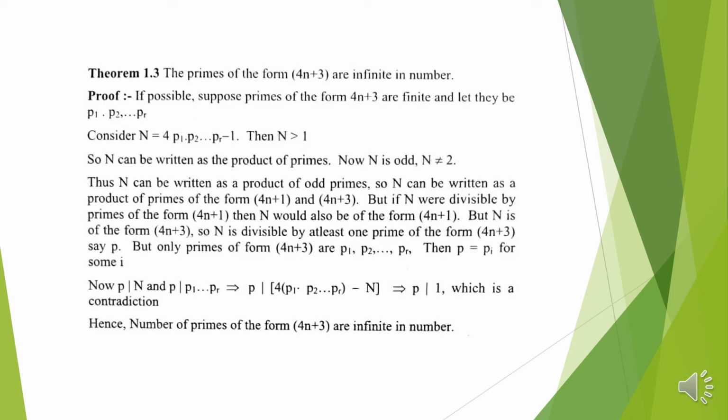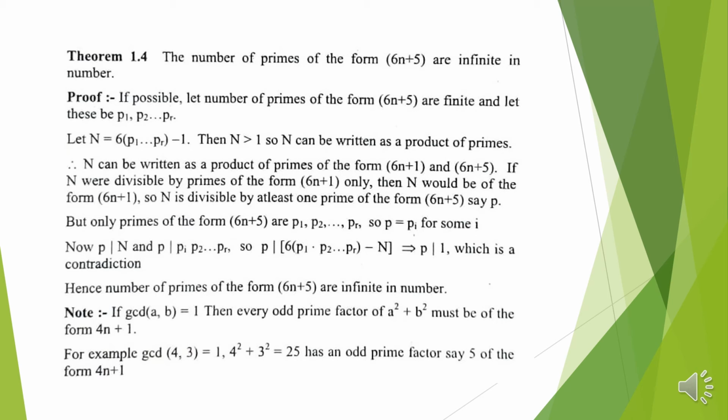Now p divides n and p divides p1p2p3...pr, and that implies p divides 4(p1p2p3...pr) − n. This implies p divides 1, which is again a contradiction. Hence, the number of primes of the form 4n + 3 is infinite.